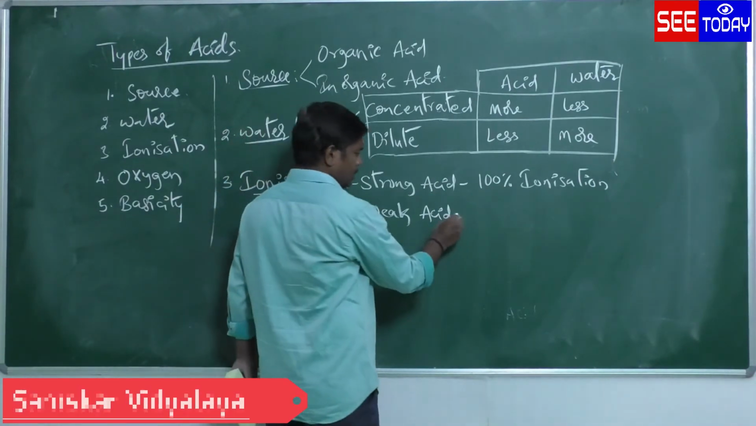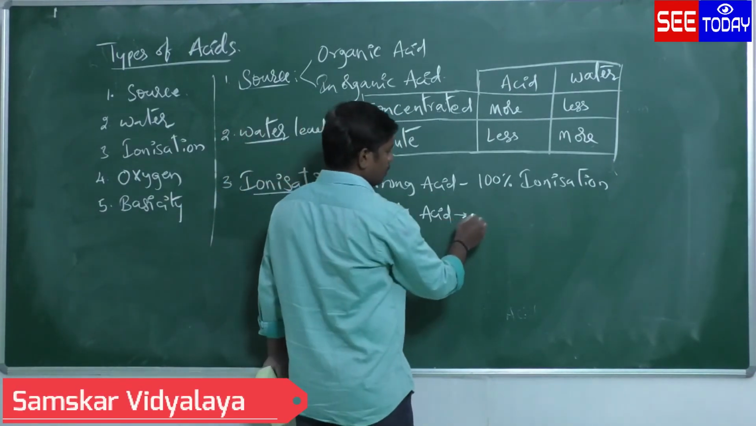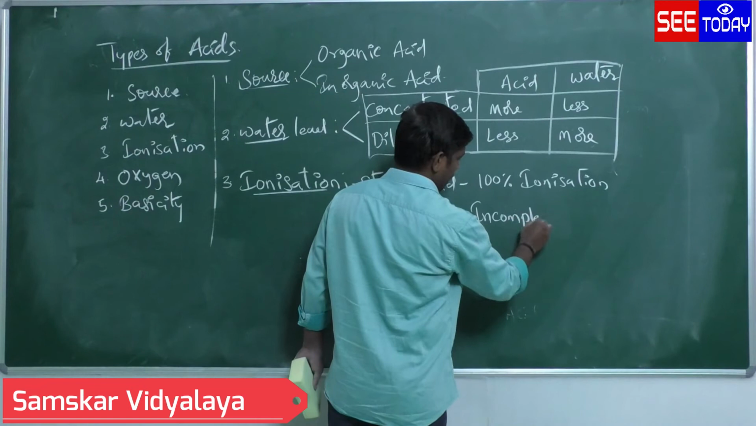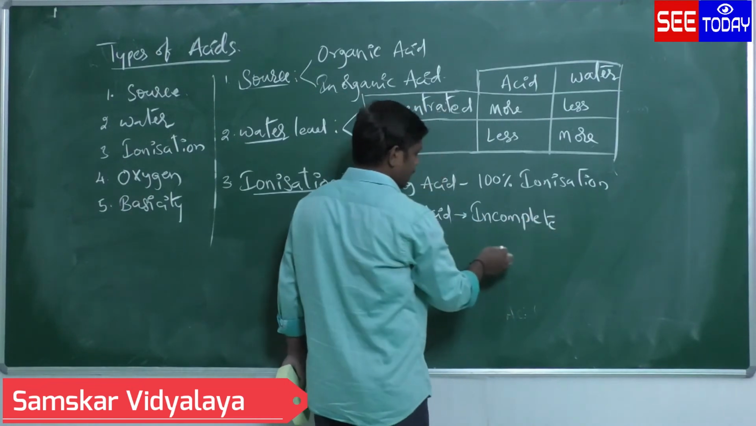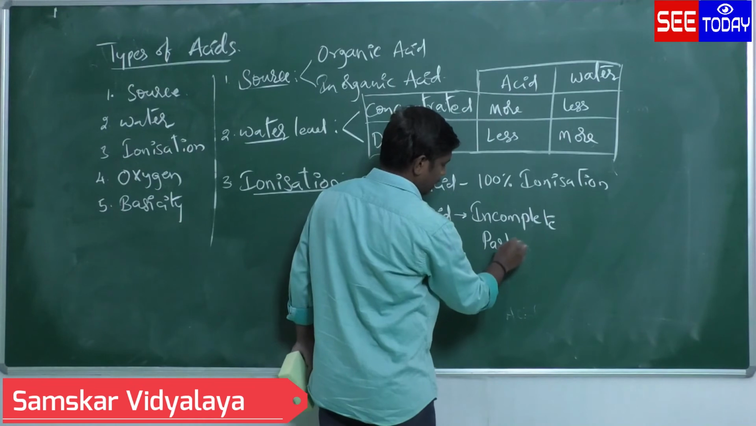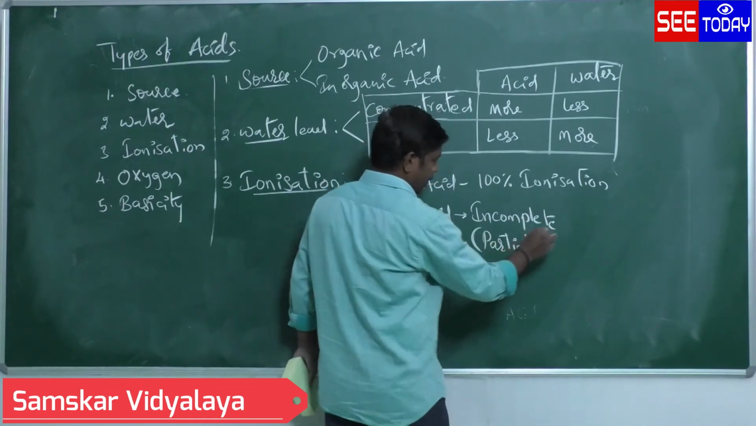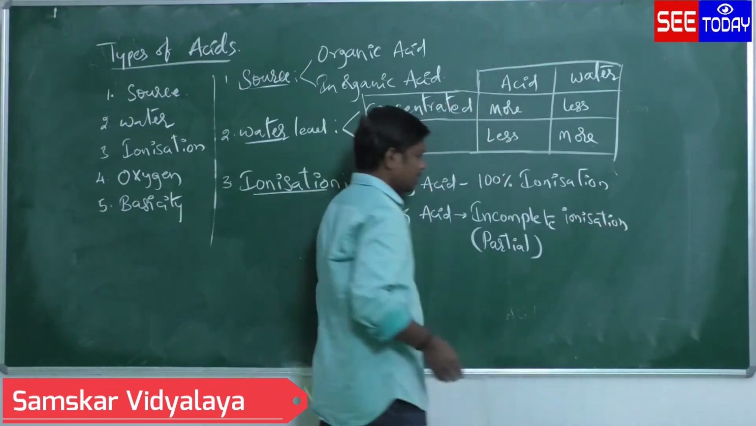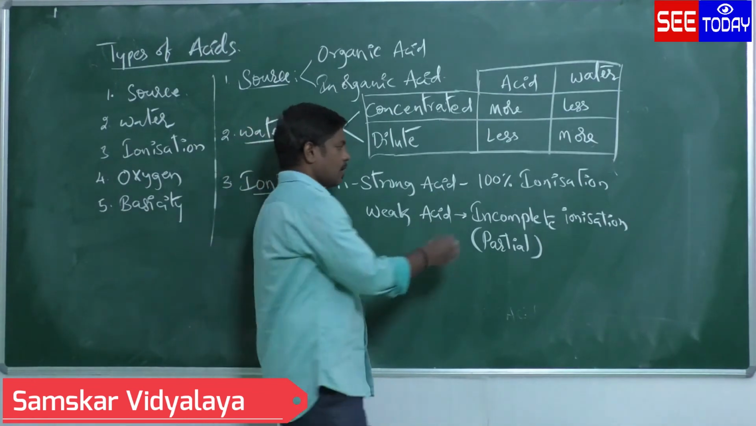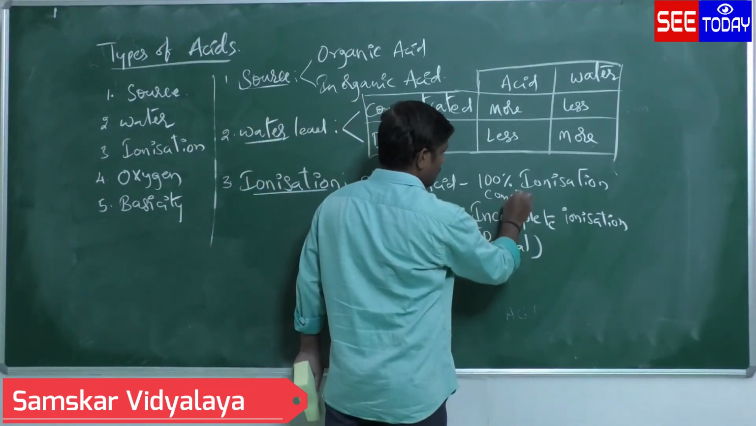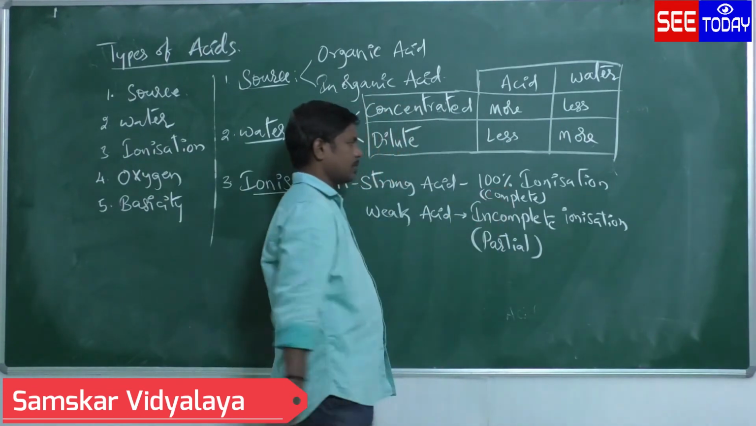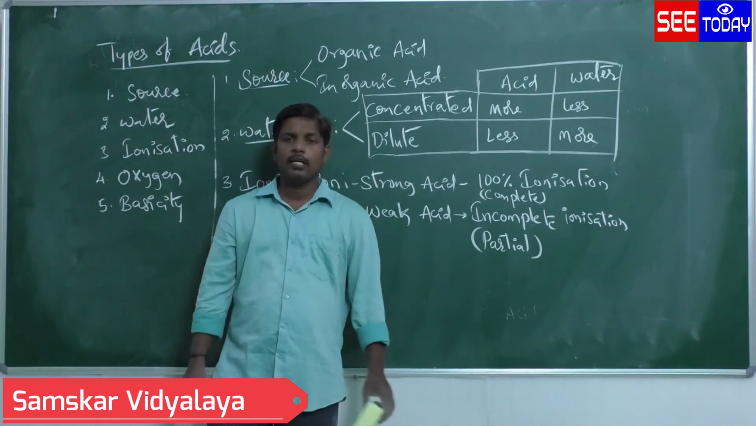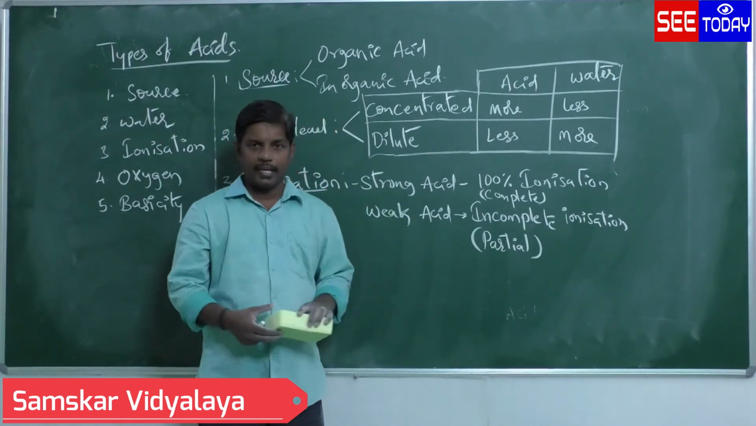The next, weak acid. What is weak acid? The acids which undergo incomplete, we can also call it partial, ionization. So if it is undergoing 100% or complete ionization, we will call them strong acid. If the acids are undergoing partial ionization or incomplete ionization, we will call them weak acid.